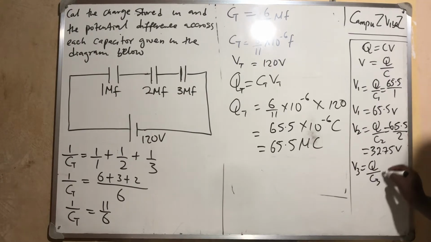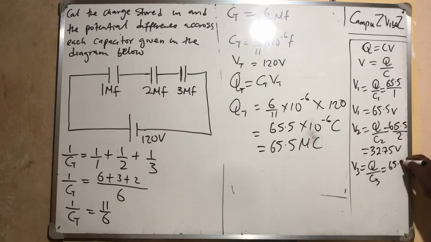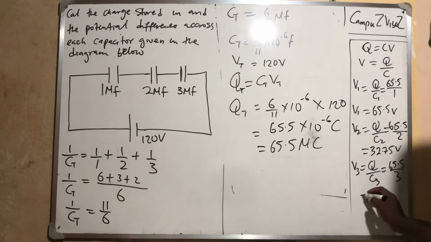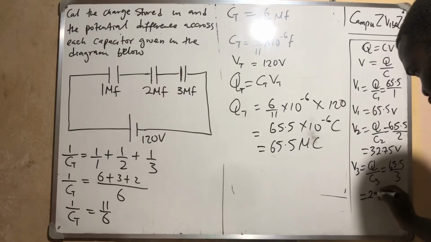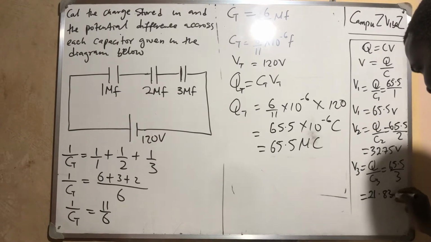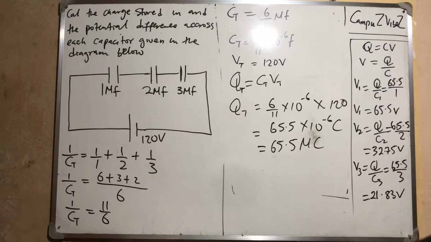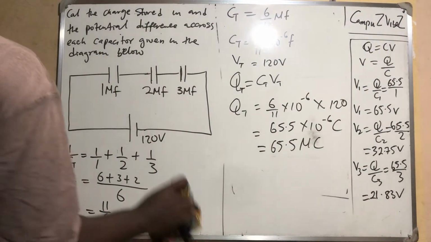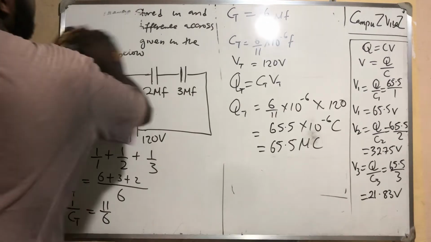All right. For the last one, V3 will now be Q over C3, which is 65.5 divided by the third one, which is 3. If you divide it, you have 21.83 volts. As simple as that. All right. So that is that. So the next question.